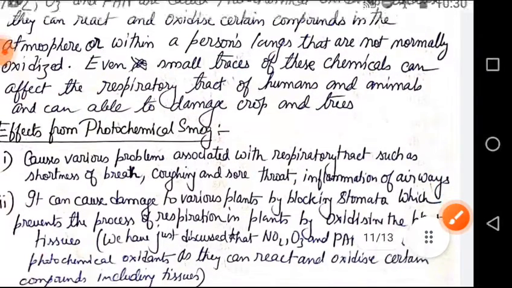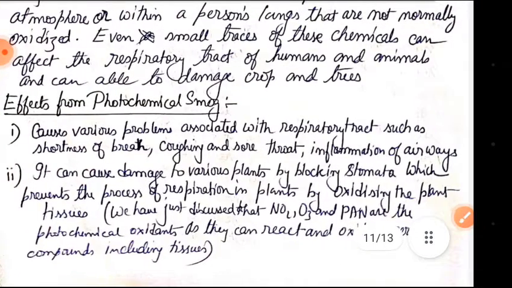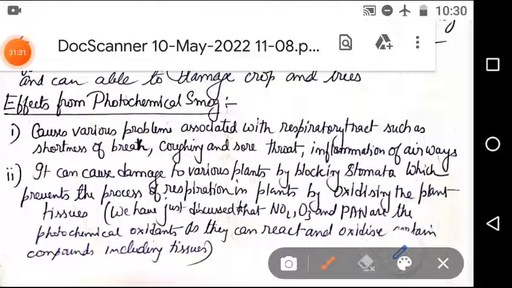What are the effects of photochemical smog? Well, it will cause various problems associated with the respiratory tract. If we get prolonged exposure to this photochemical smog, especially those people who are exposed too much, like traffic police, they are the ones who are more exposed because it is their duty to control the traffic. Then the workers, the laborers who continuously work in factories, are also exposed to photochemical smog.